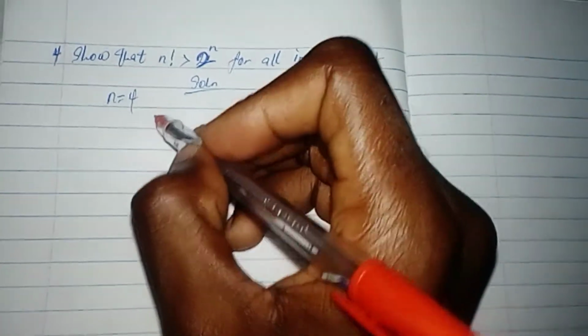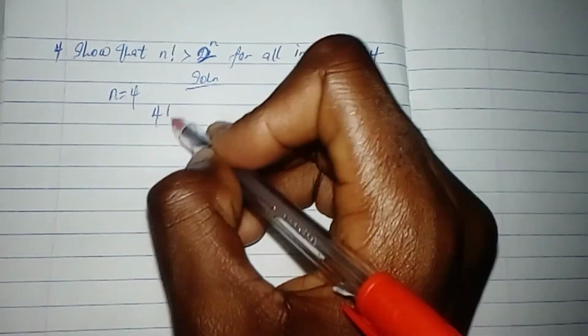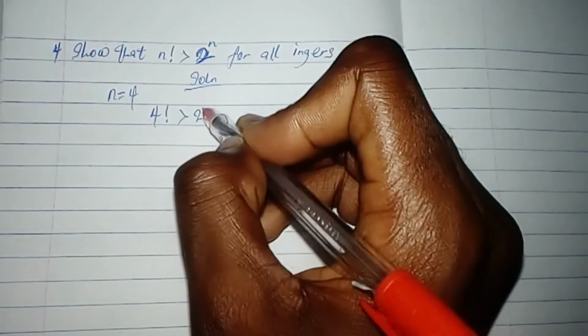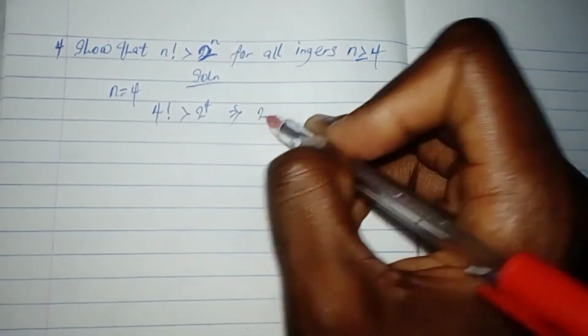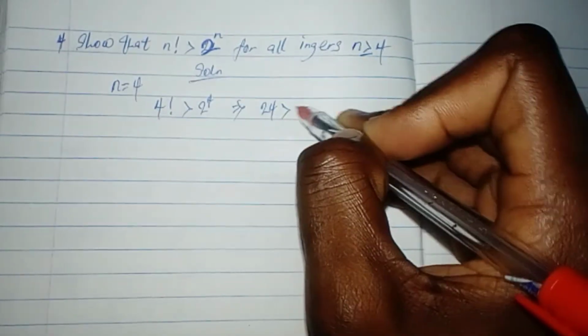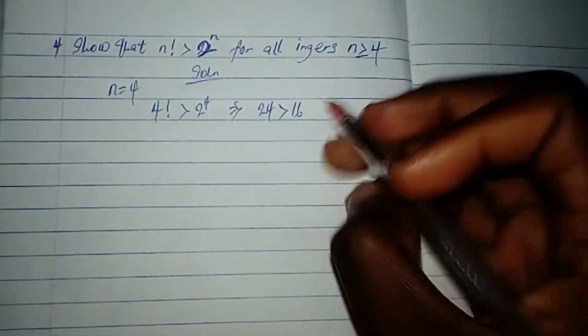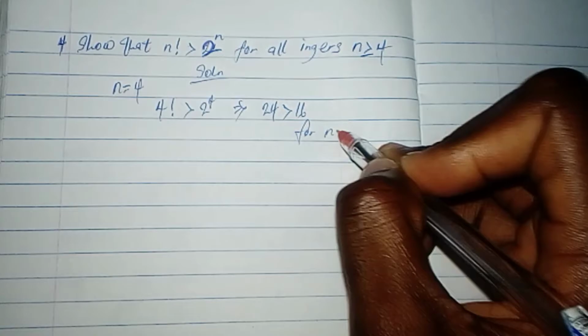So if n is equal to 4, let's check if n factorial is actually greater than 2 raised to the power 4. So this implies that 4 factorial should be what? Should be 24, and that is surely greater than 16. So this is true for n equals 4.